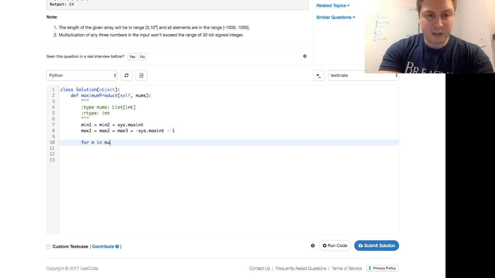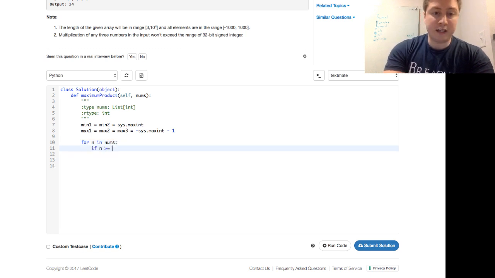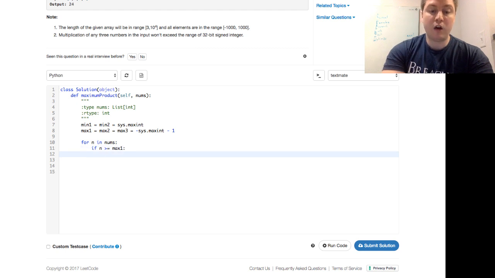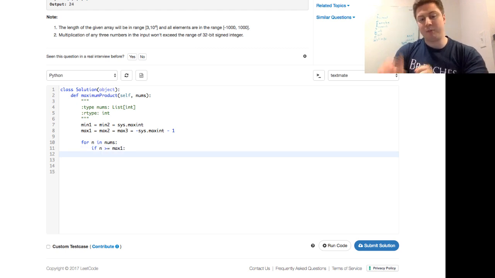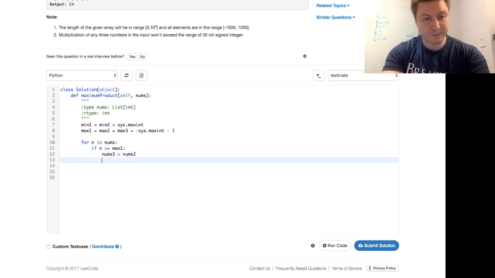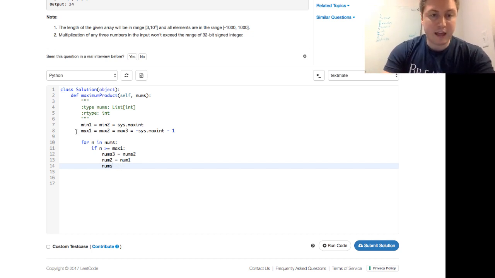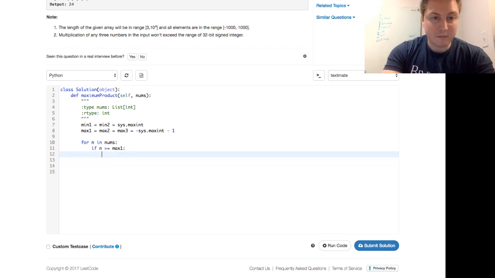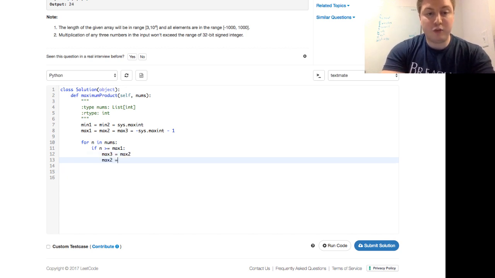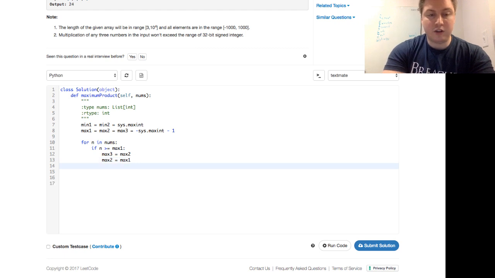So we just say for n in nums, if n is greater than, and we just code that waterfall that we did there. If n is greater than or equal to the max 1, the biggest number, well, to prevent overriding, we kind of go from the bottom up. So we say, well, nums of 3 equals nums of 2. Nums of 2 then becomes nums of 1, and nums of 1 is the n. And it kind of bubbles up. And when I say nums here, I mean maxes. So max of 3 becomes max of 2. Max of 2 becomes max of 1, what the previous largest number was, and then the max of 1 becomes n.